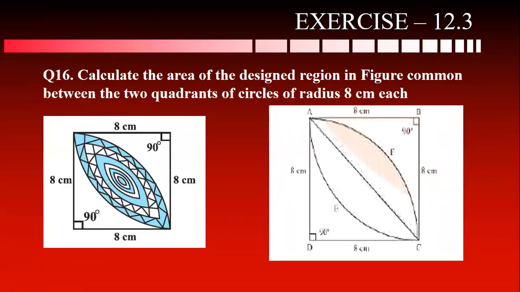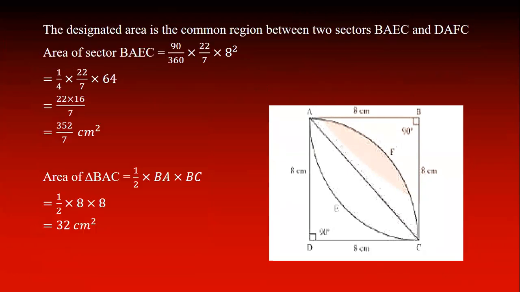Now, question number 16. Calculate the area of the designed region in figure common between the two quadrants of a circle of radius 8 centimeter each. Now, in this figure, if you see, A, B, C, E, this is a quadrant. So, in this quadrant, we need only this part. And from the other quadrant, you need the other part. So, with this, we can find the shaded region, designed portion.